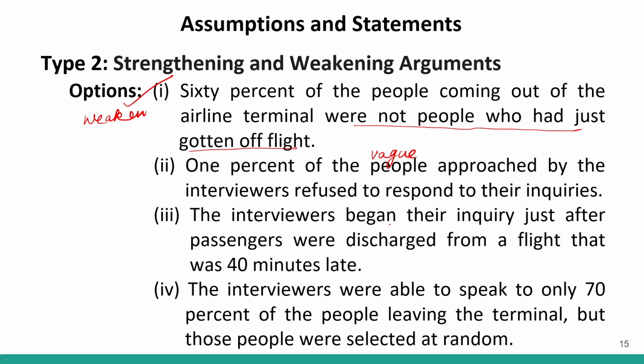Option number 3 says the interviewers began the inquiry just after passengers were discharged from a flight that was 40 minutes late. So again, this is a vague statement. This does not strengthen or weaken the argument in any way. These are neutral statements. Statement number 4 says the interviewers were able to speak to only 70% of the people leaving the terminal, but those people were selected at random. So again, a vague statement that does not have anything in relation to the original statement. So I can say that only option number 1 is the one that will weaken, or you can call it undermine, the original conclusion. Correct? Only option number 1 will be the answer.